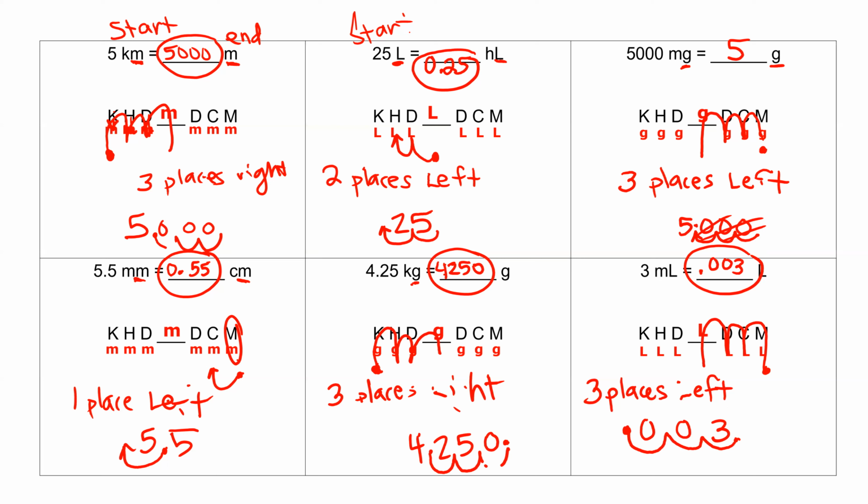Okay, again, you can use a proportion. This is just sometimes a little bit easier and faster if you don't have that star chart memorized or if you don't have a star chart on you. This is something that you can use.